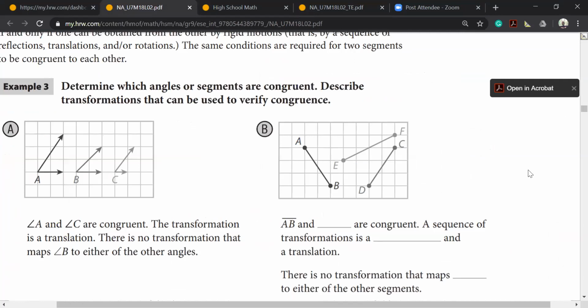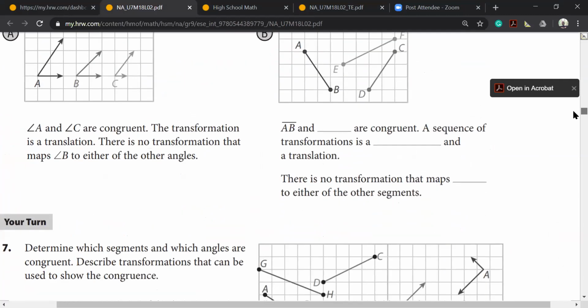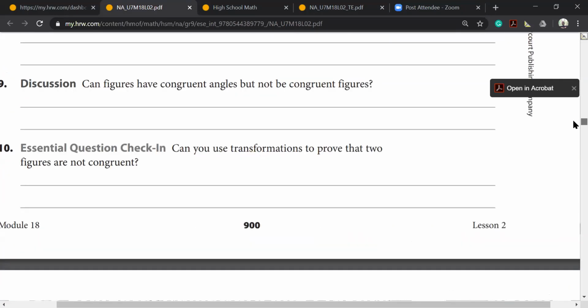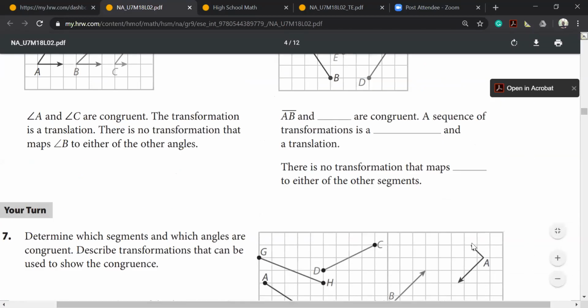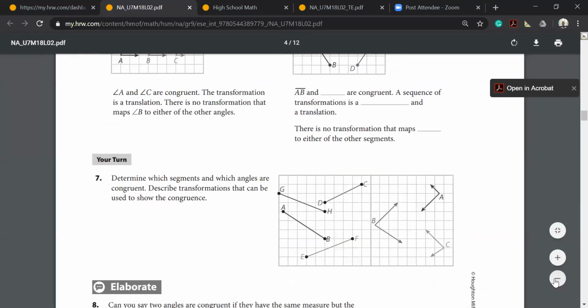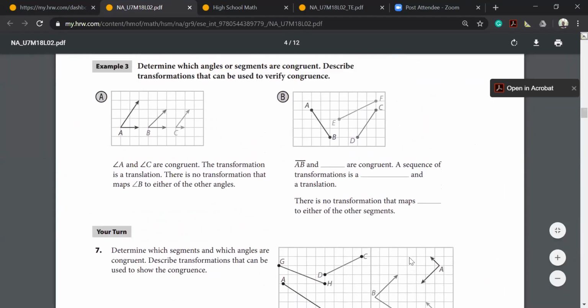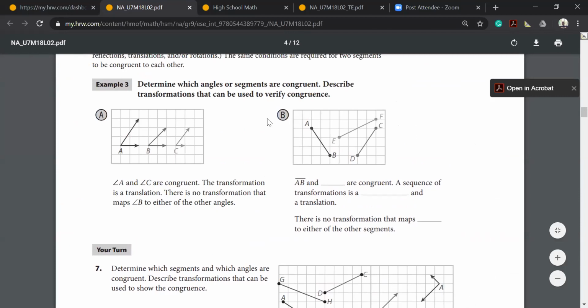Okay, the last part that we have is a very, very small part, which is on page 900. Instead of having figures, he is giving you angles and segments and telling you to determine which angles or segments are congruent and describe the transformation that can be used. Can you see angle A? Can you see angle B? And can you see angle C? Which of them is congruent to the other?